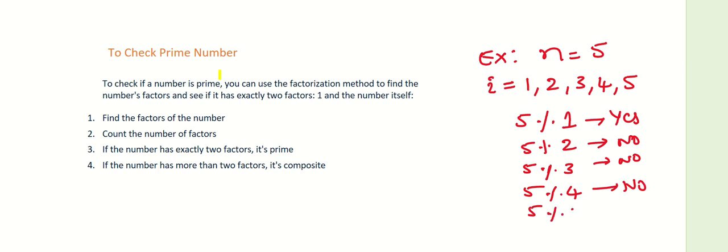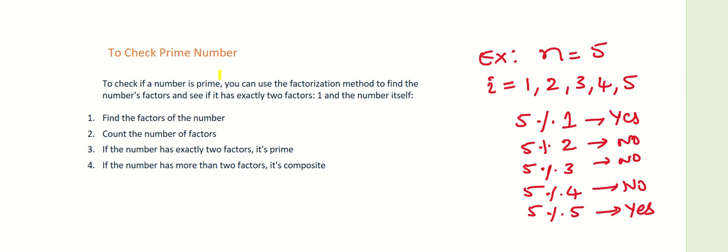Then 5 % 5. The percent sign is the operator in C which finds the remainder. The remainder is 0 means it is divisible. So it has got only two factors, 1 and the number itself. So it is a prime number. In this way we can check.